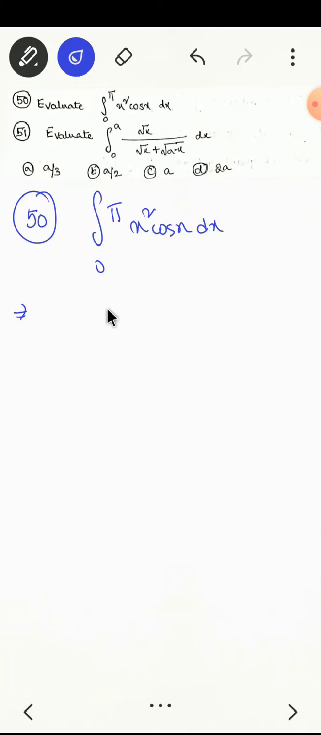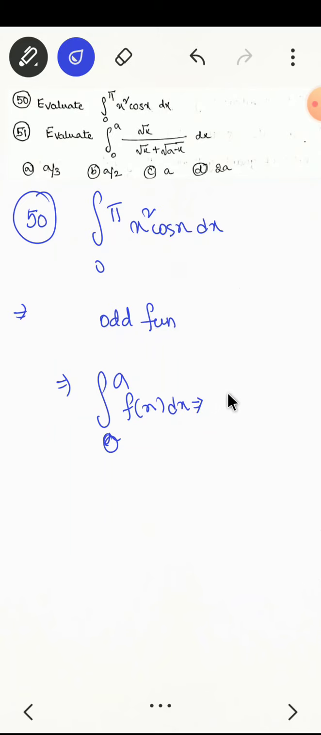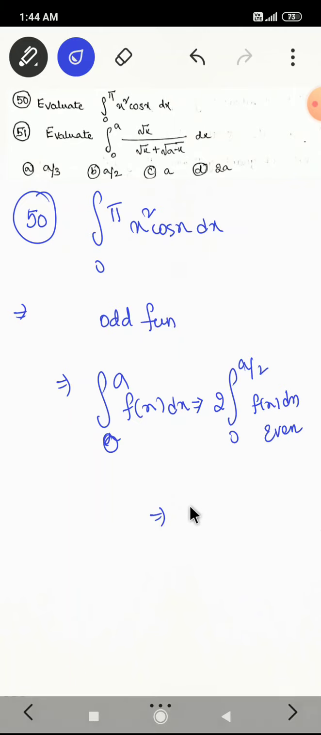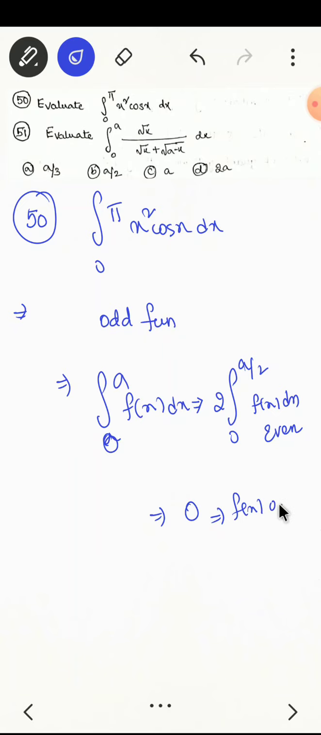Because if you have an integral from 0 to a of f of x dx, I can write it as 2 into the integral from 0 to a by 2 of f of x dx if it is an even function. It will be 0 if f of x is an odd function. So here, first check whether it is an odd function or not. If it is odd, directly our answer will be 0.